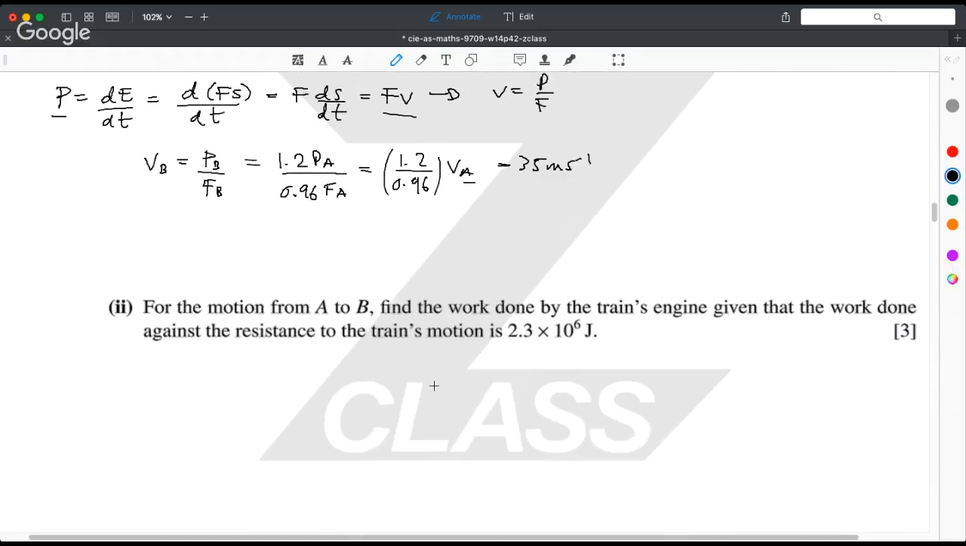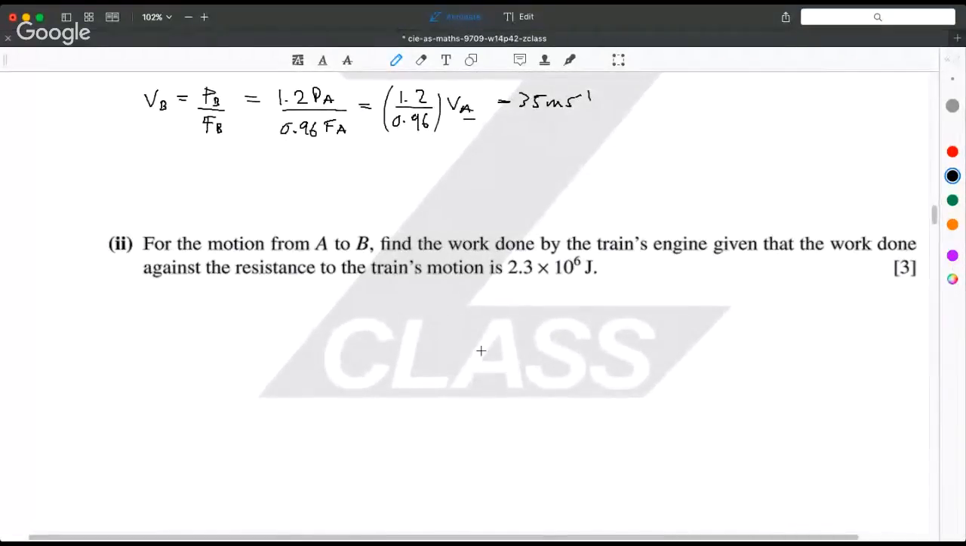Okay, question 2. So this is a conservation of energy question. It's gone from A to B, and its kinetic energy has changed. And it's also done work against friction, resistance to motion. So we know that the change in kinetic energy is equal to 1/2 m (vB squared minus vA squared), which, if you work it out, is 4.41 times 10 to the 7 joules.